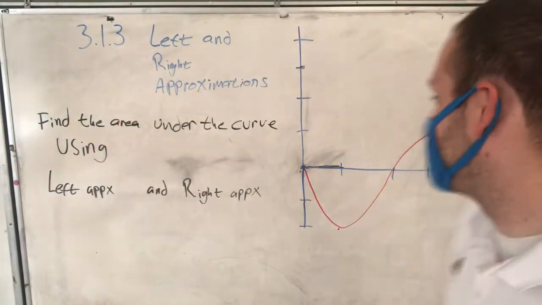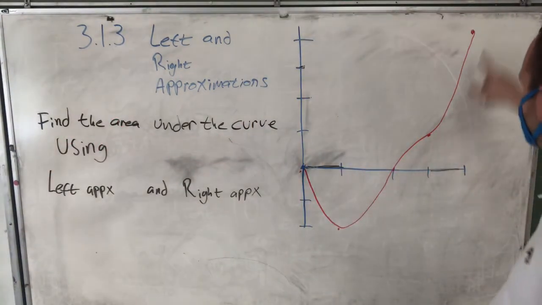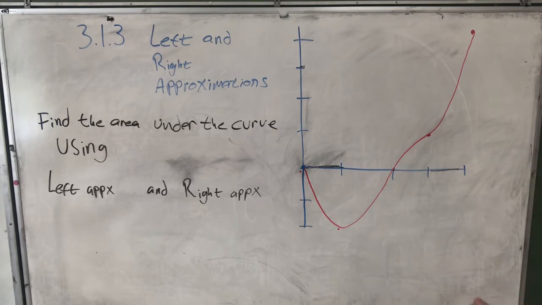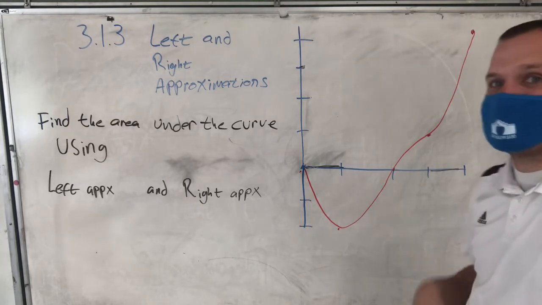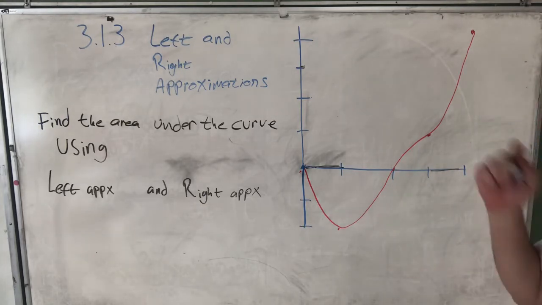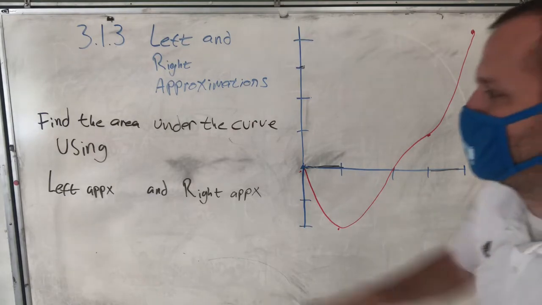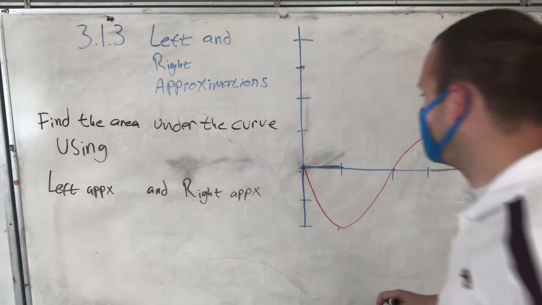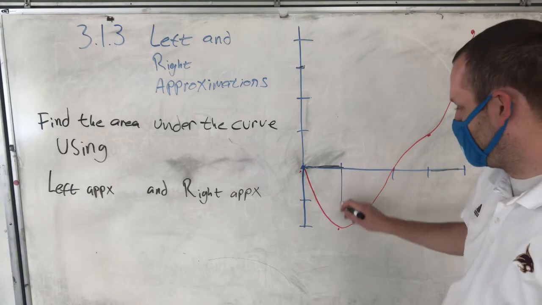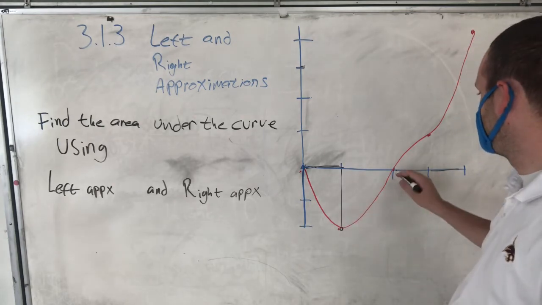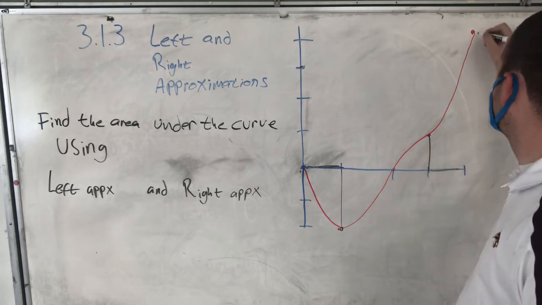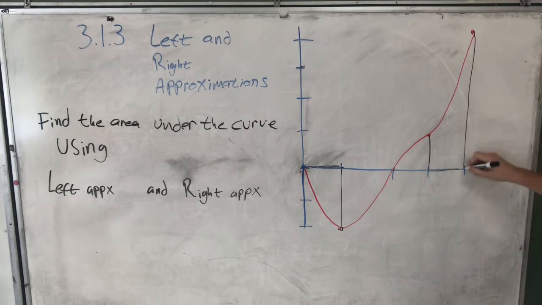All right, so here's another problem. We've got this graph here. We need to find the area under the curve using left approximations and right approximations, just to compare the differences. So let's start off doing the left approximations. I'm going to go through and mark all the areas.